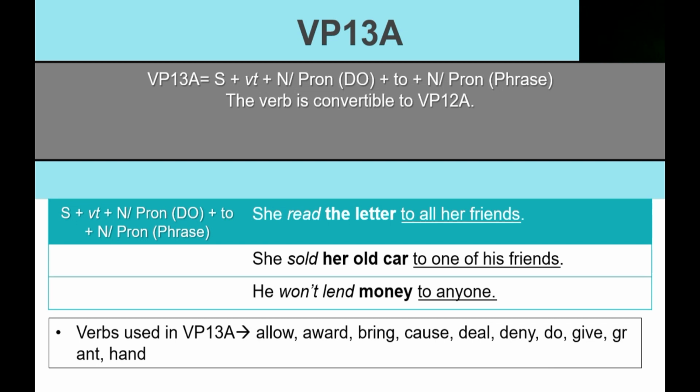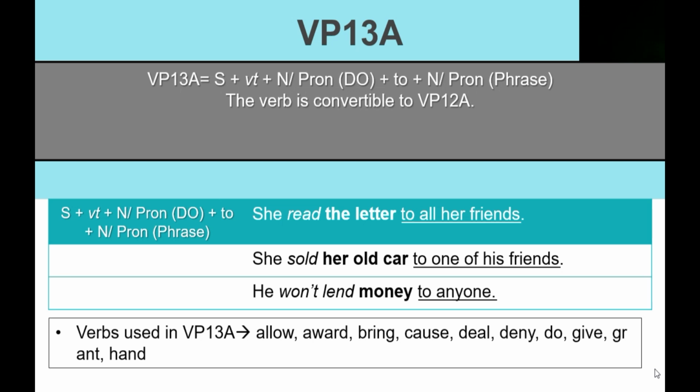Next, we have VP13A. The formula is subject plus VT plus noun or pronoun as DO plus preposition to plus noun or pronoun phrase. This pattern is convertible to VP12A, like what I said before.